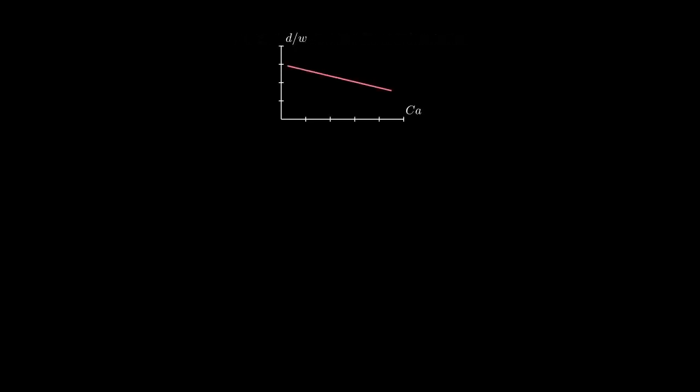This graph shows how droplet diameter to channel width ratio decreases as capillary number increases. In typical microfluidic systems, capillary numbers range from 0.001 to 0.1.